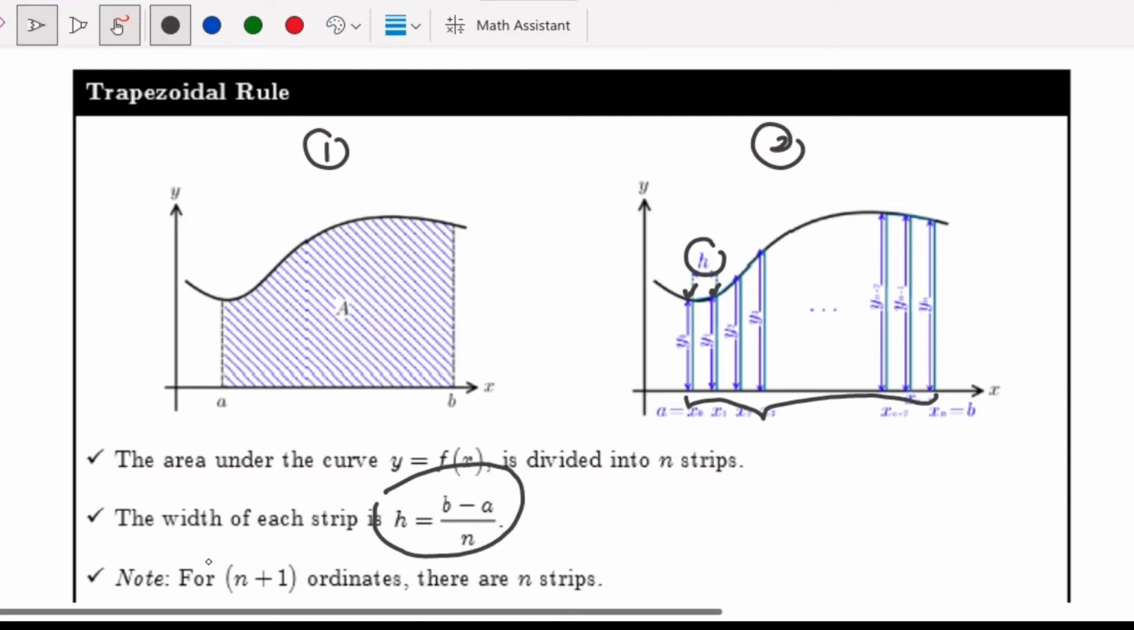We denote the width of each strip by the variable h. So the formula is b minus a, where b is the ending point and a is the starting point, divided by n. n is the number of strips that you have between point A and point B.